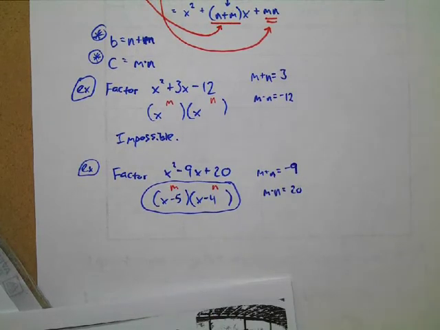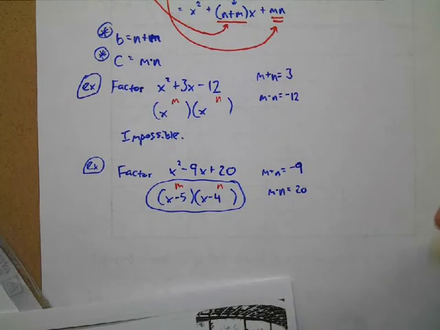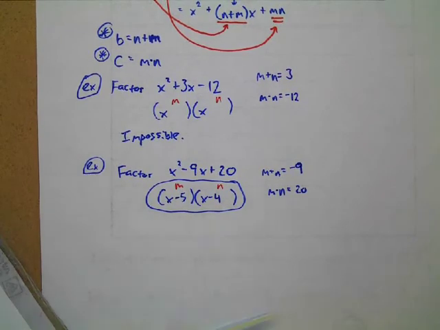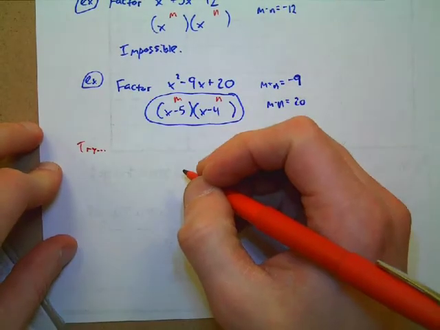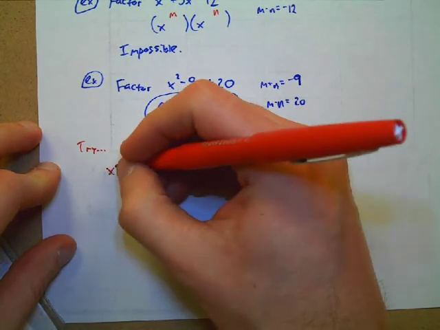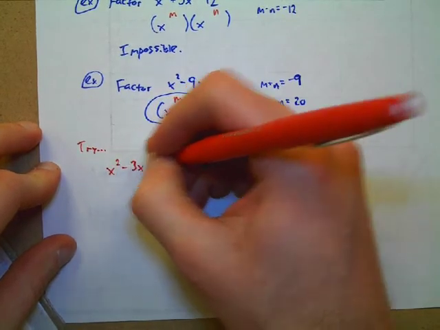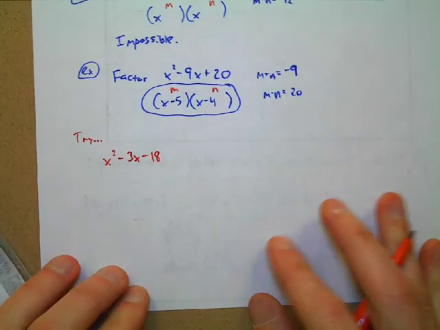We'll talk later about these impossible ones and what to do with those. We're not going to just be done with them, but for now, if it doesn't factor, we'll say it doesn't factor. Okay, so here, you guys try one. Let's do x squared minus 3x minus 18. Again, factor is the direction there.